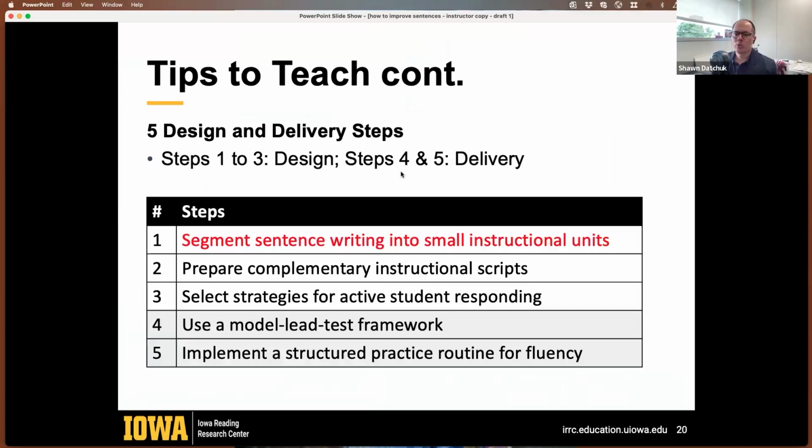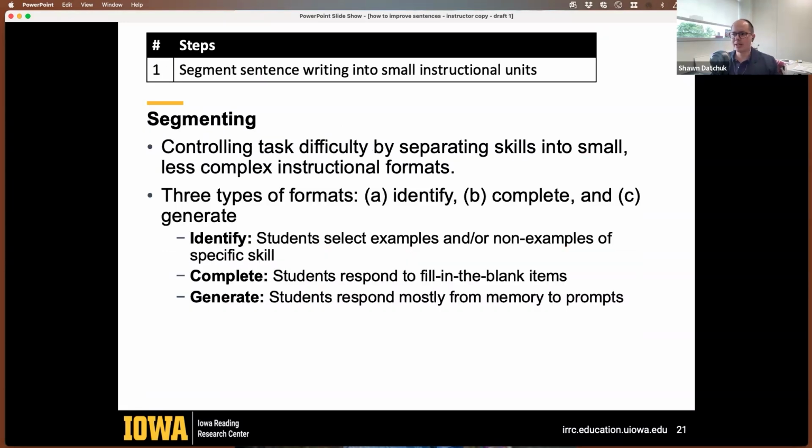Okay, so the items on the website and what we've used in different research studies have really followed these 5 design and delivery steps. The first 3 steps regard the design of the lessons and the design of the materials. Steps 4 and 5 are the steps that we use during actual instruction or practice. Step 1 is to segment sentence writing into small instructional units. Let's unpack that. Segmenting, just to define it, is when we control how difficult a task may seem for a student by segmenting this overall larger skill into small instructional formats.